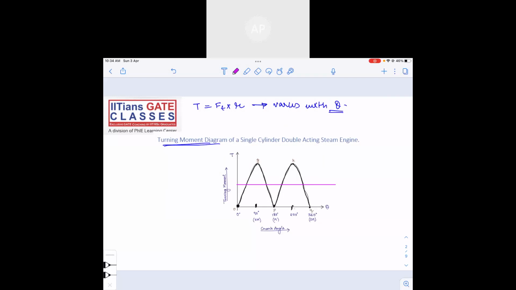This is the requirement, T mean. The mean torque is the required torque, right? So how exactly will we find out what the required torque is?